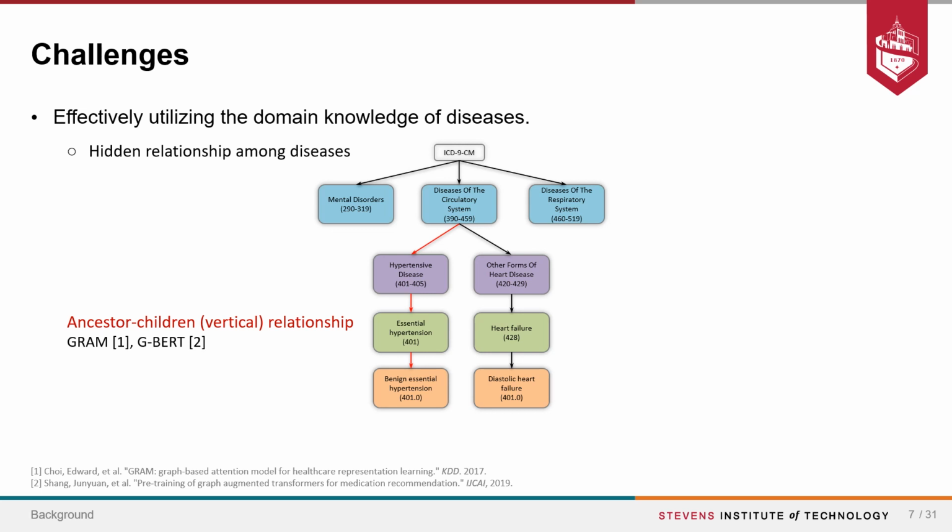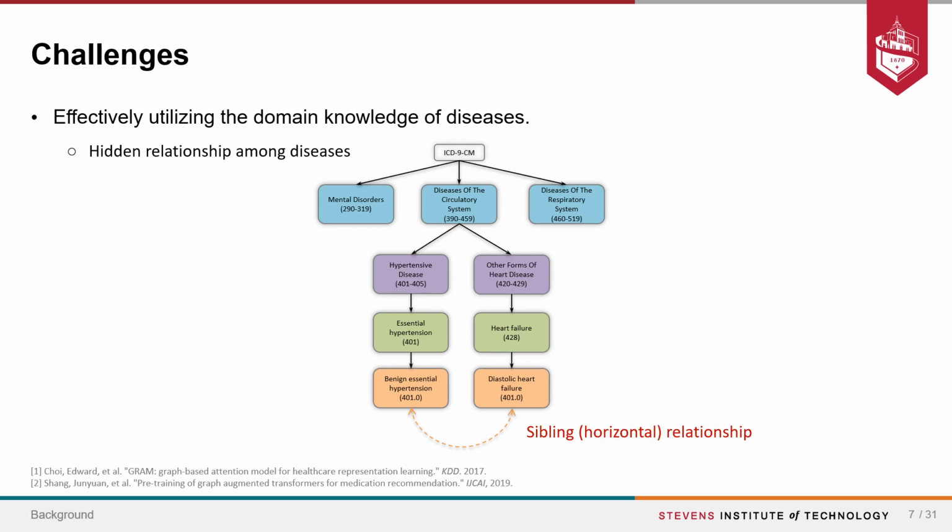However, except for the ancestor-children relationship, there is another relationship among diseases, represented by the horizontal links. Although two diseases do not belong to the same parent, they may frequently co-occur in a number of patients' diagnoses. This relationship can reflect disease complications and help to predict future diagnoses. Therefore, we want to detect this kind of horizontal relationship for diseases.